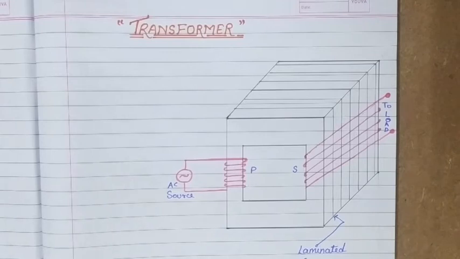So it is an electrical device which is used to convert an alternating current at low voltage to an alternating current at high voltage and vice versa of it. So if I have alternating current at low voltage, I can convert it into high voltage alternating current, or if I have an alternating current at high voltage, I can also convert it into alternating current of low voltage with the help of this device called transformer.